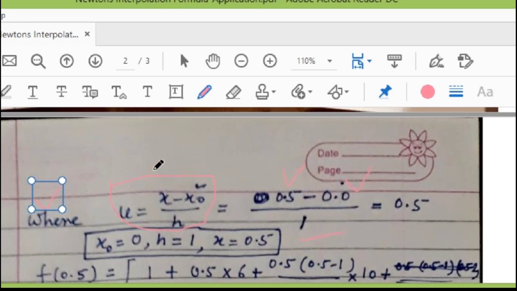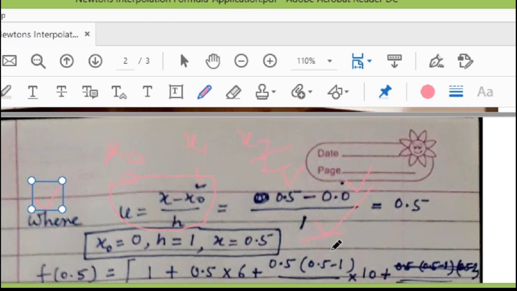What is h? It is the difference between x naught, x1, and x2. If you look at your table, this is perhaps 0, this is 1, and this is 2. The difference between 1 and 0 is 1, and the difference between 2 and 1 is also 1, so the length of the spacing is 1. So here h is equal to 1. You can change the origin and scale, but here there is no need of changing.